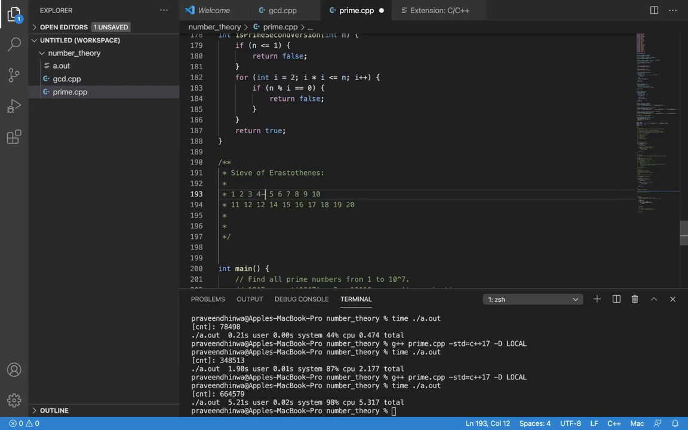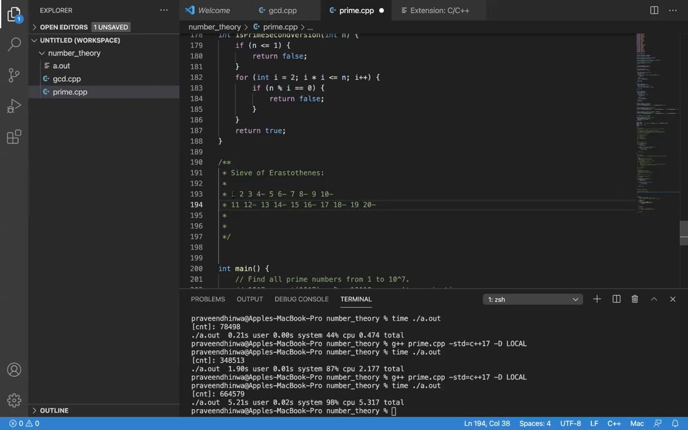So 4 is not a prime. 6 is not a prime. 8 is not a prime. 10 is not a prime. 12 is not a prime. 14 is not a prime. 16 is not a prime. 18 is not a prime. And 20 is not a prime.